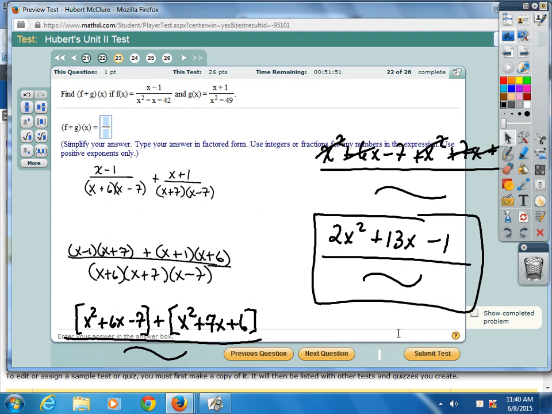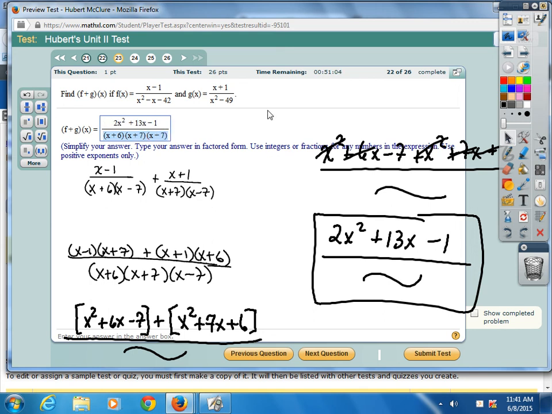Okay, next. 2x squared plus 13x minus 1 over x plus 6, x plus 7, x minus 7.